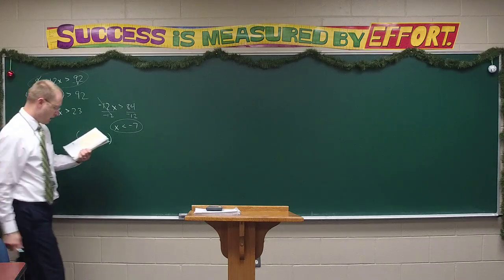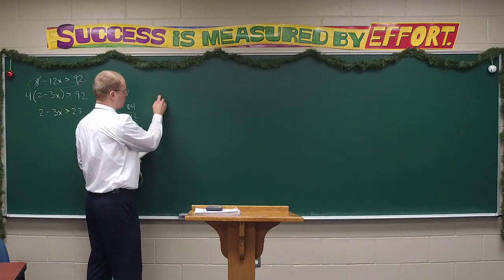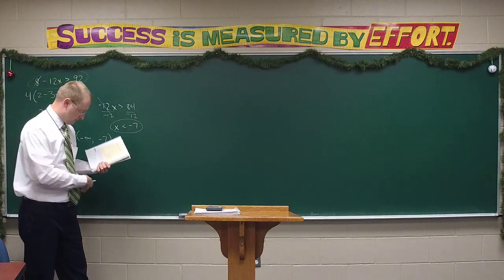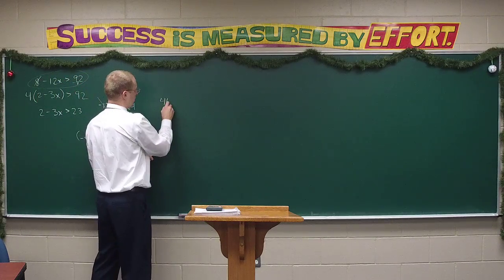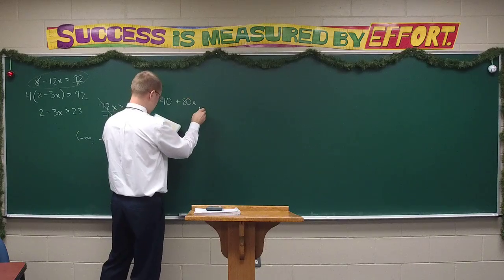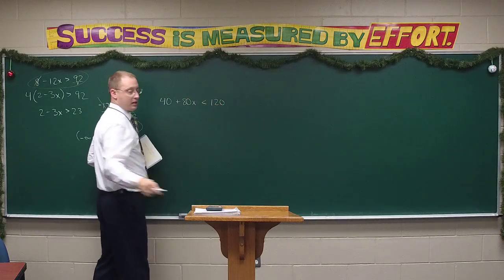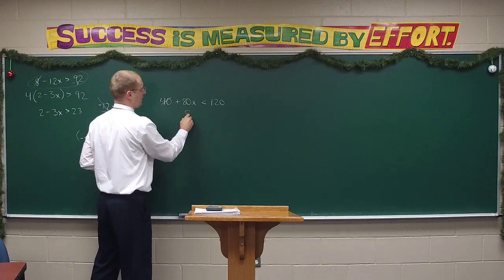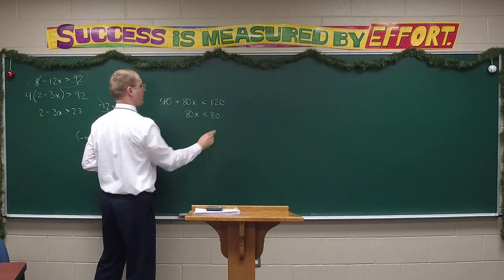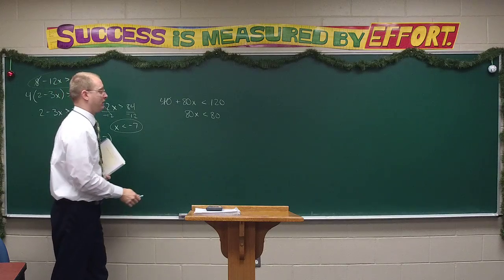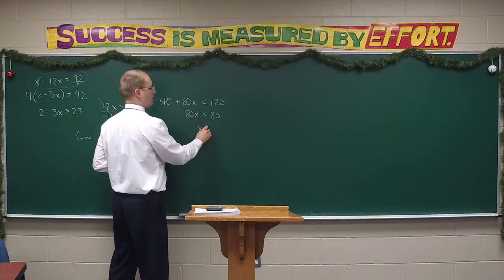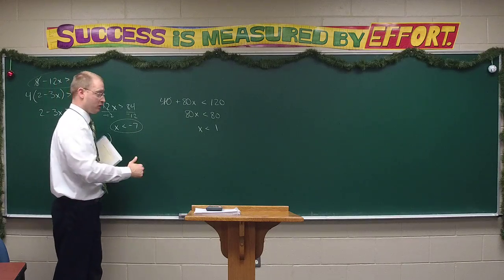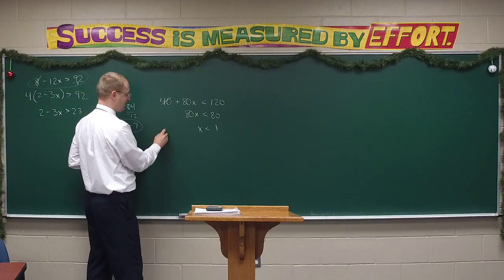All right, let's take a look at number two. Again, we could divide away the 8 or we could distribute the 8. Presumably we distributed, Genesis. To get 8x is less than 120. And then, Kendall, you subtract 40 to get 80. And then Michael, you divide by 8 to get x is less than 10. How would we write that as an interval though, Genesis?